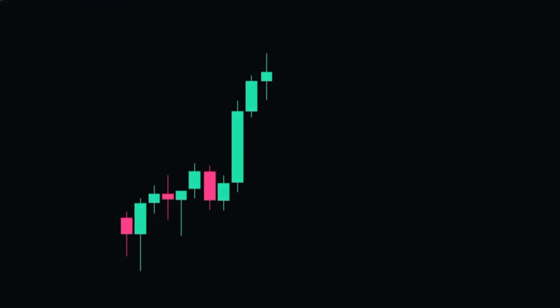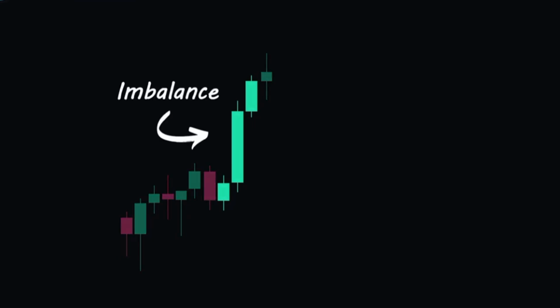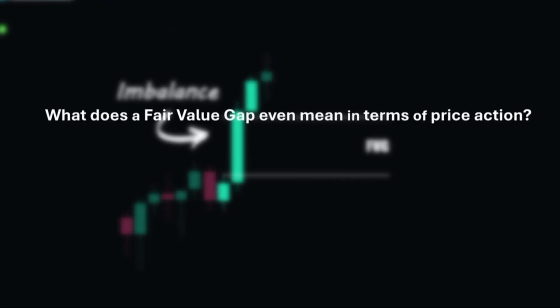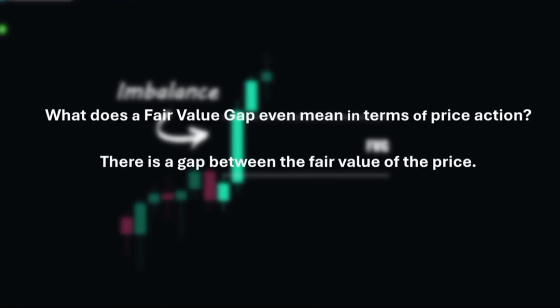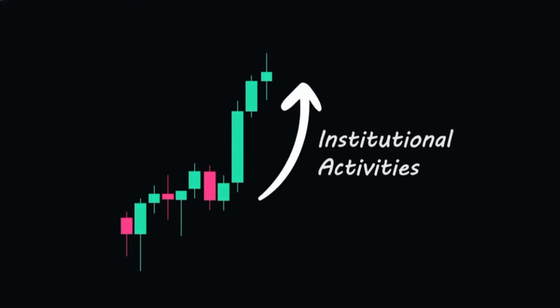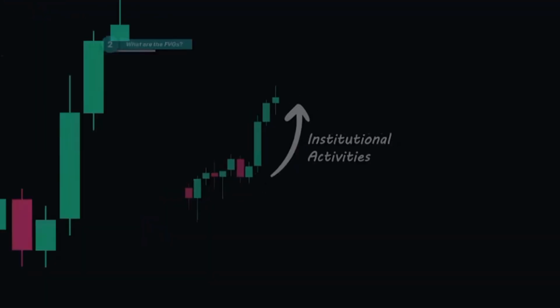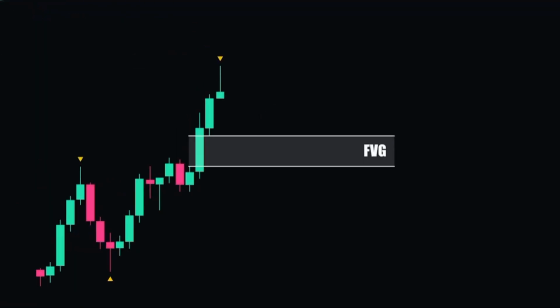The second step is fair value gaps. A fair value gap occurs when price moves so aggressively that it leaves behind an imbalance, an area where little or no trading took place. On a chart, this shows up as a gap across 3 candles. Why do I mark them? Because markets often return to fill these gaps as they seek balance.